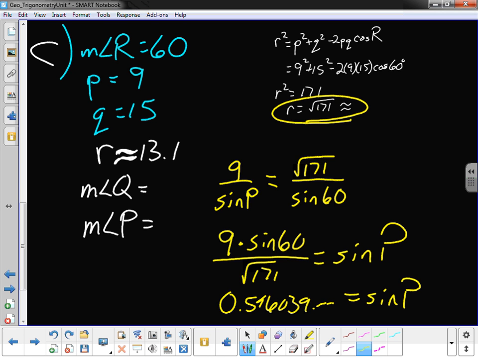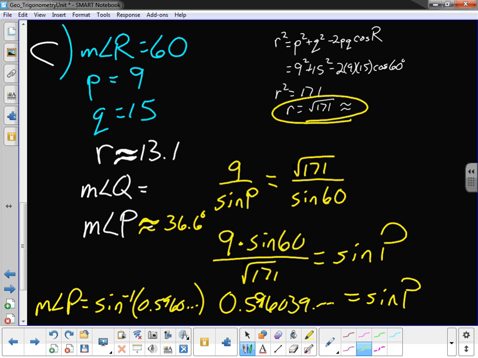So now to figure out what the measure of angle P is, I have to do the inverse sine, or the arc sine, of our number there. Of 0.5960, and so on. I want to use that whole thing. So inverse sine of that value, and I get 36.58677, on and on. So I would say angle P is around 36.6 degrees.